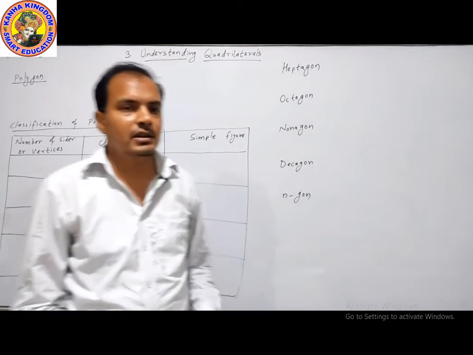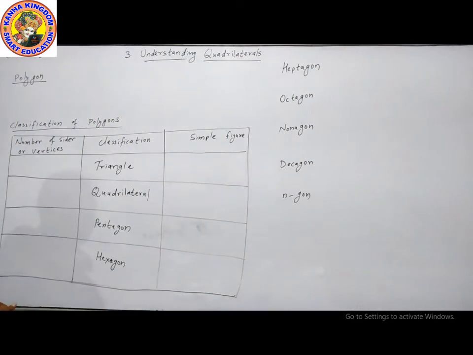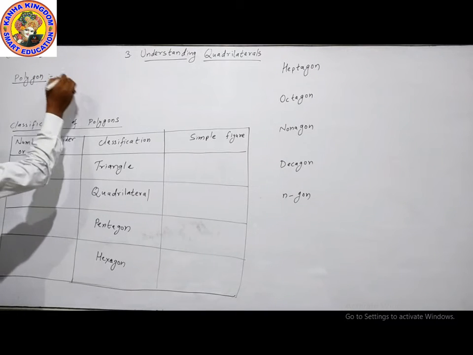Our new chapter is Understanding Quadrilaterals. First definition is polygon. What is polygon?